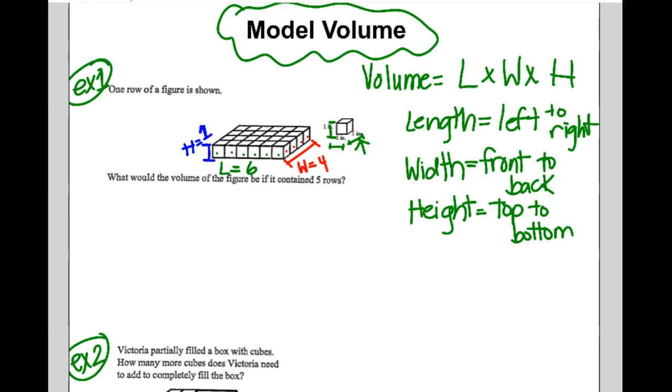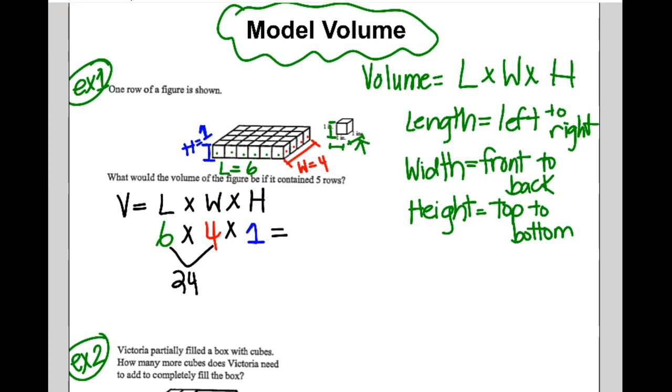All right, let's go ahead and set this up. I have a volume that equals length times width times height. And then we plug in our numbers for each thing. My length is 6, my width is 4, and my height is 1. Let's get that volume. Remember, PEMDAS says you start from left to right when it comes to multiplication. So 6 times 4 is 24, times 1. What does that give us? 24.